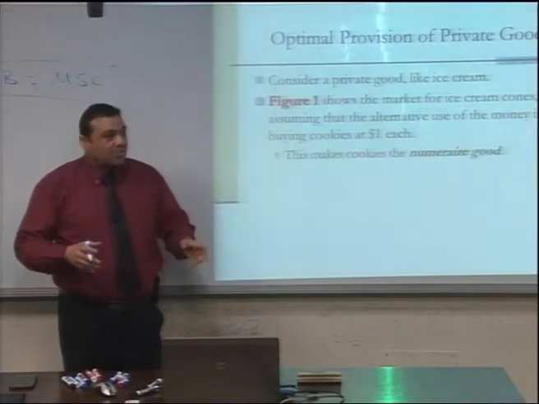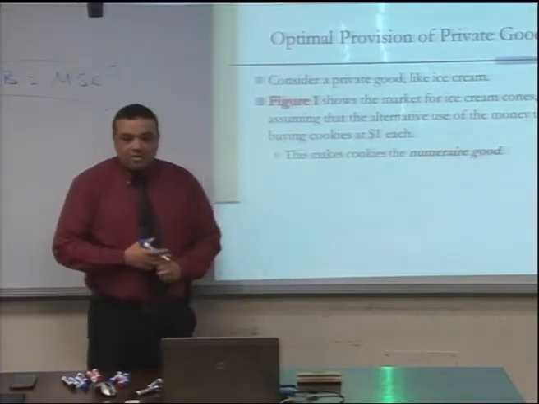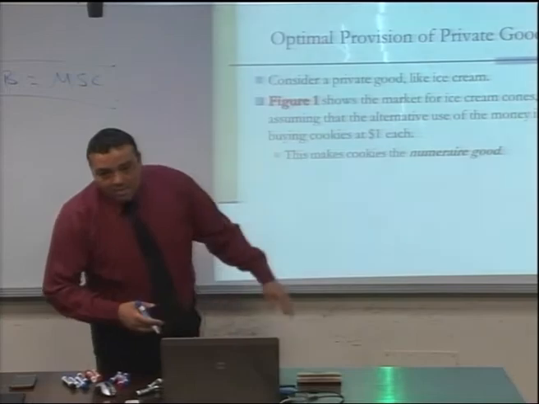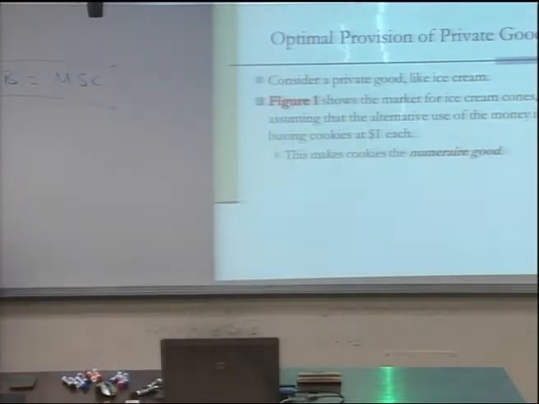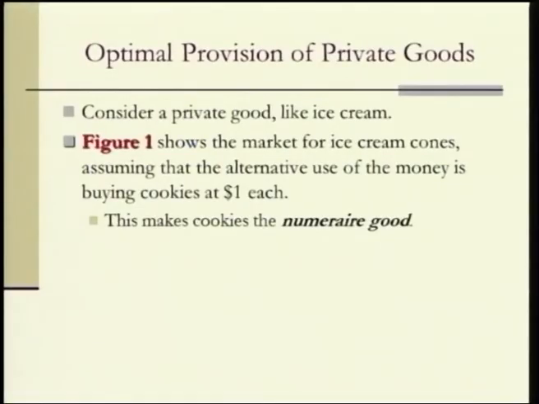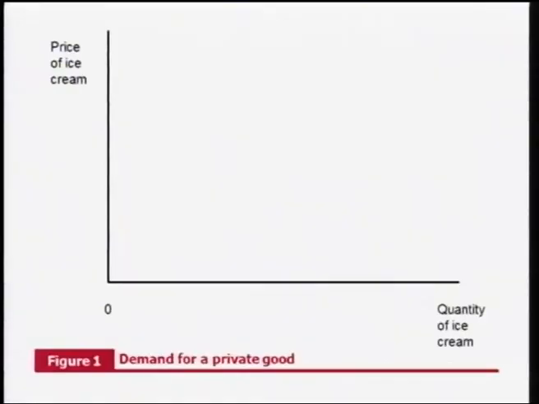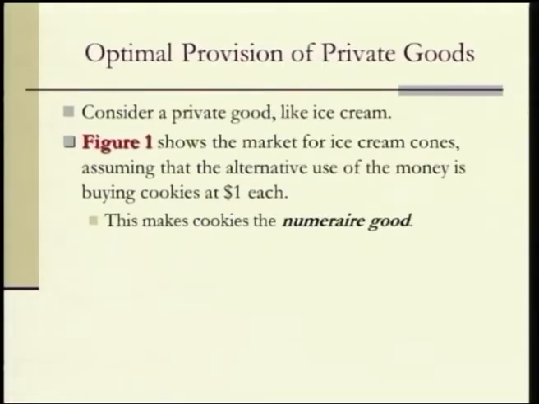To understand the optimal provision of private goods, we have the following example here. Consider a private good like ice cream. The figure here shows the demand for ice cream for 2 persons. Assume the substitute good for ice cream here is cookies, each purchased or sold at $1 each.